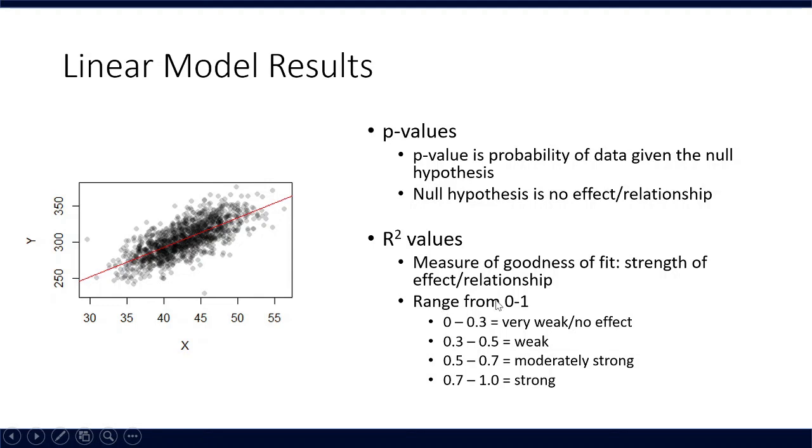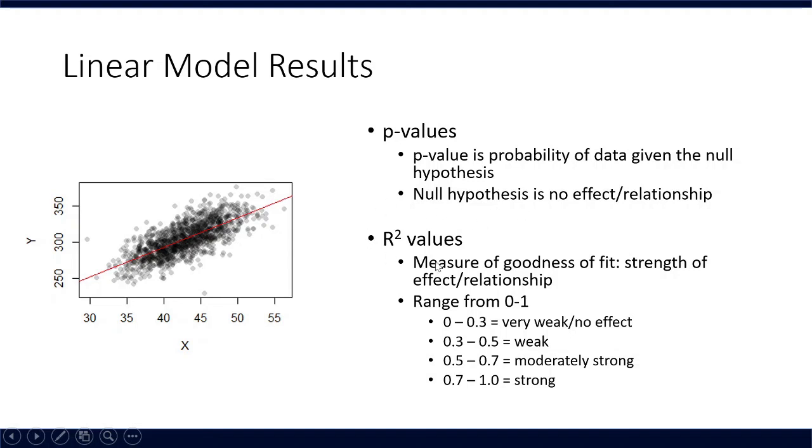R-squared values range from 0 to 1. Generally speaking, a value of less than 0.3, that's a very weak relationship, or perhaps no relationship at all. If you get between 0.3 and 0.5, you can call that a weak relationship. 0.5 to 0.7 is moderately strong, and anything above 0.7 is a strong relationship. It means that your model is able to explain a lot of what's going on.